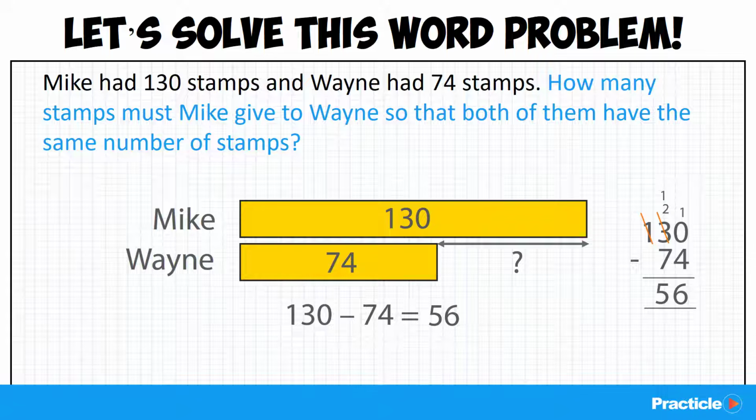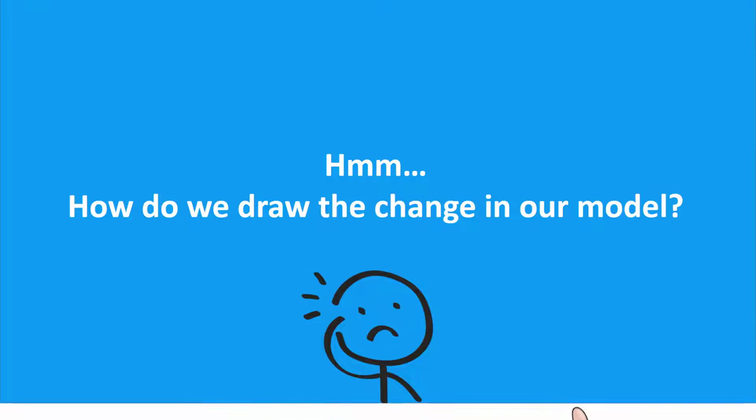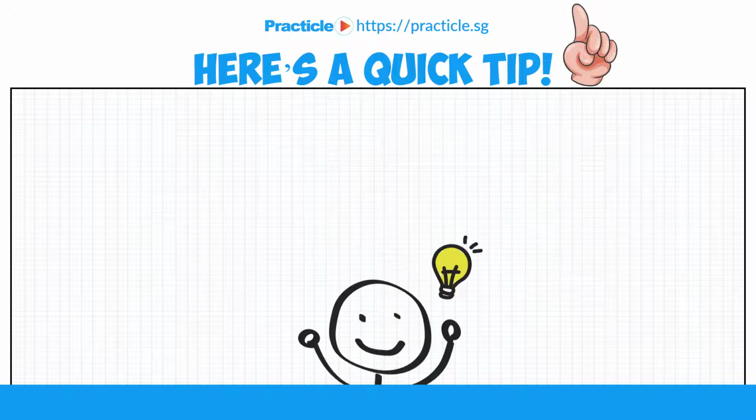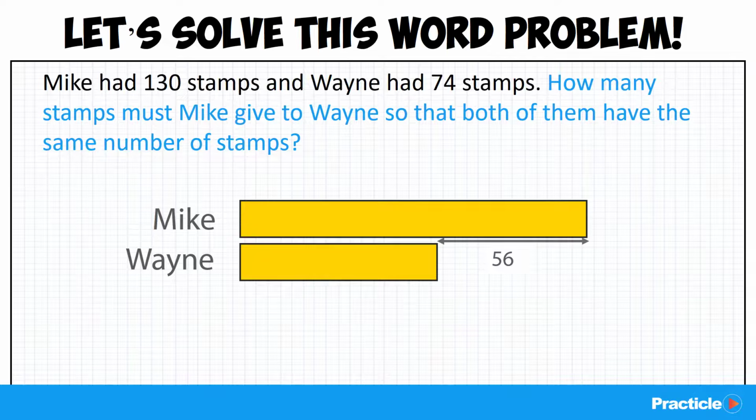And what is the question asking us to find? How many stamps must Mike give to Wayne so that both of them have the same number of stamps? Let's think about this question in terms of our model, okay? The trick to solving this question, my dear friends, is to think about how the change affects the number of stamps that each boy has. When Mike gives Wayne some stamps, what do you think happens to the number of stamps that Mike has? His number of stamps will decrease, correct? And this means that his bar should somehow become shorter.